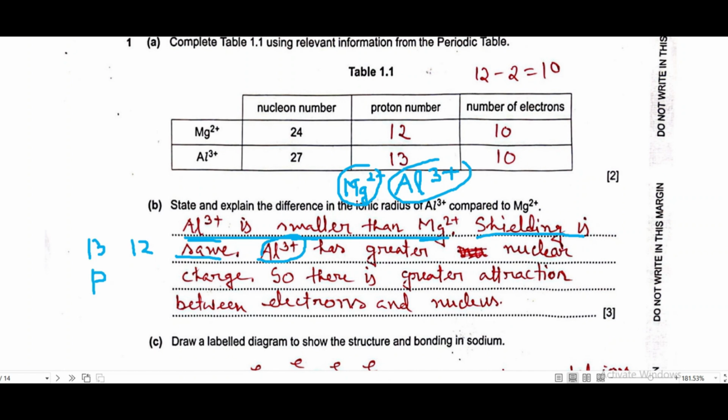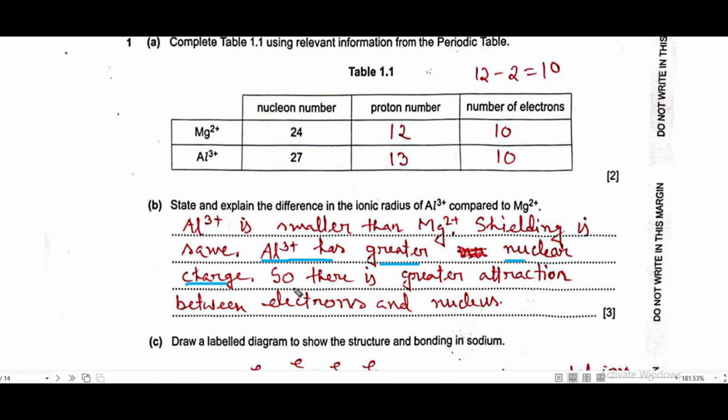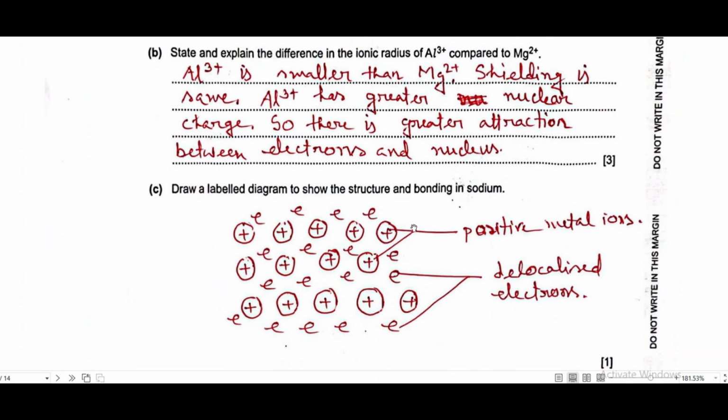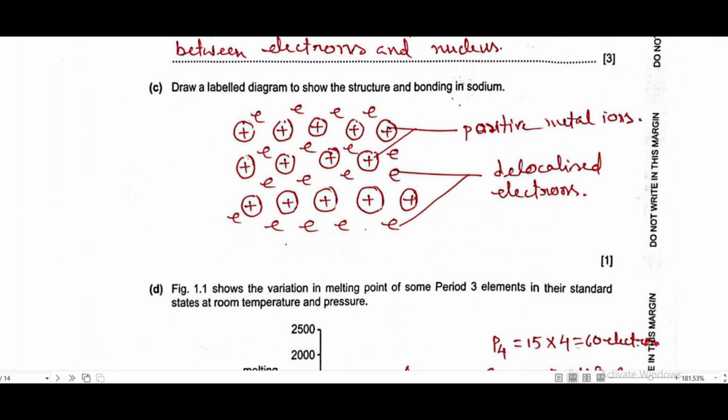So aluminum ion has greater nuclear charge, so there is greater attraction between electrons and nucleus. That's why aluminum ion is smaller than magnesium. C.